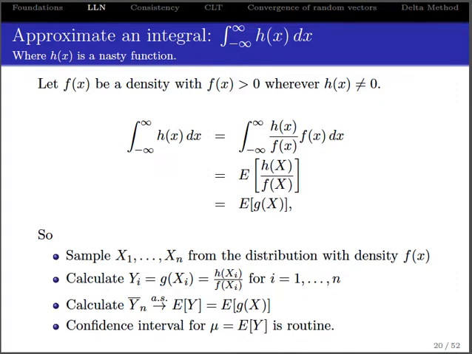And a confidence interval for mu equals the expected value of y is routine, because every statistics book has got a formula for the confidence interval for a mean, so there's no problem. This can be extremely handy, especially when the function is very nasty, or it has a multi-dimensional integral over a funny boundary. This is very nice.